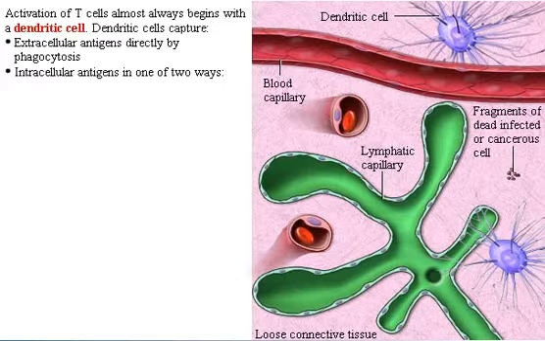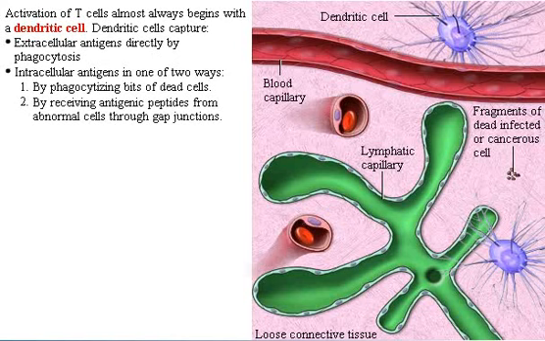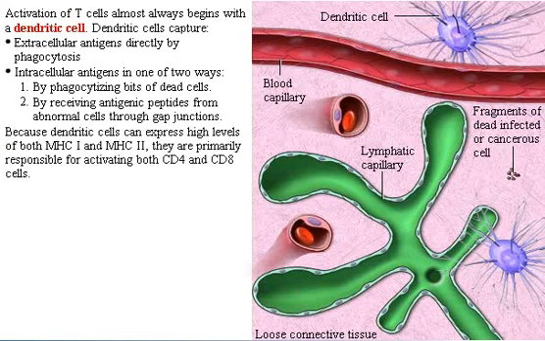The activation of T cells almost always begins with a dendritic cell. Dendritic cells capture extracellular antigens directly by phagocytosis and can also capture intracellular antigens from other cells in one of two ways. First, by phagocytizing bits of dead cells, and second, by coming into contact with abnormal cells and receiving antigenic peptides through gap junctions. Because dendritic cells can express high levels of both MHC1 and MHC2, they are primarily responsible for activating both CD4 and CD8 cells. Click the cell debris to phagocytize foreign antigens.